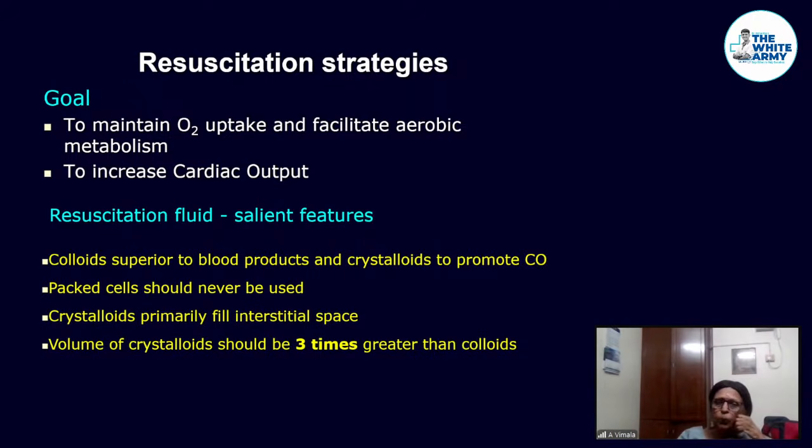The aim is to maintain the oxygen uptake and make the metabolism aerobic, to prevent anaerobic metabolism. If you have anaerobic metabolism, lactate will be generated and can produce metabolic acidosis. We also have to increase the cardiac output by achieving a mean arterial pressure. So what are the salient features you should consider when you write a resuscitation fluid?